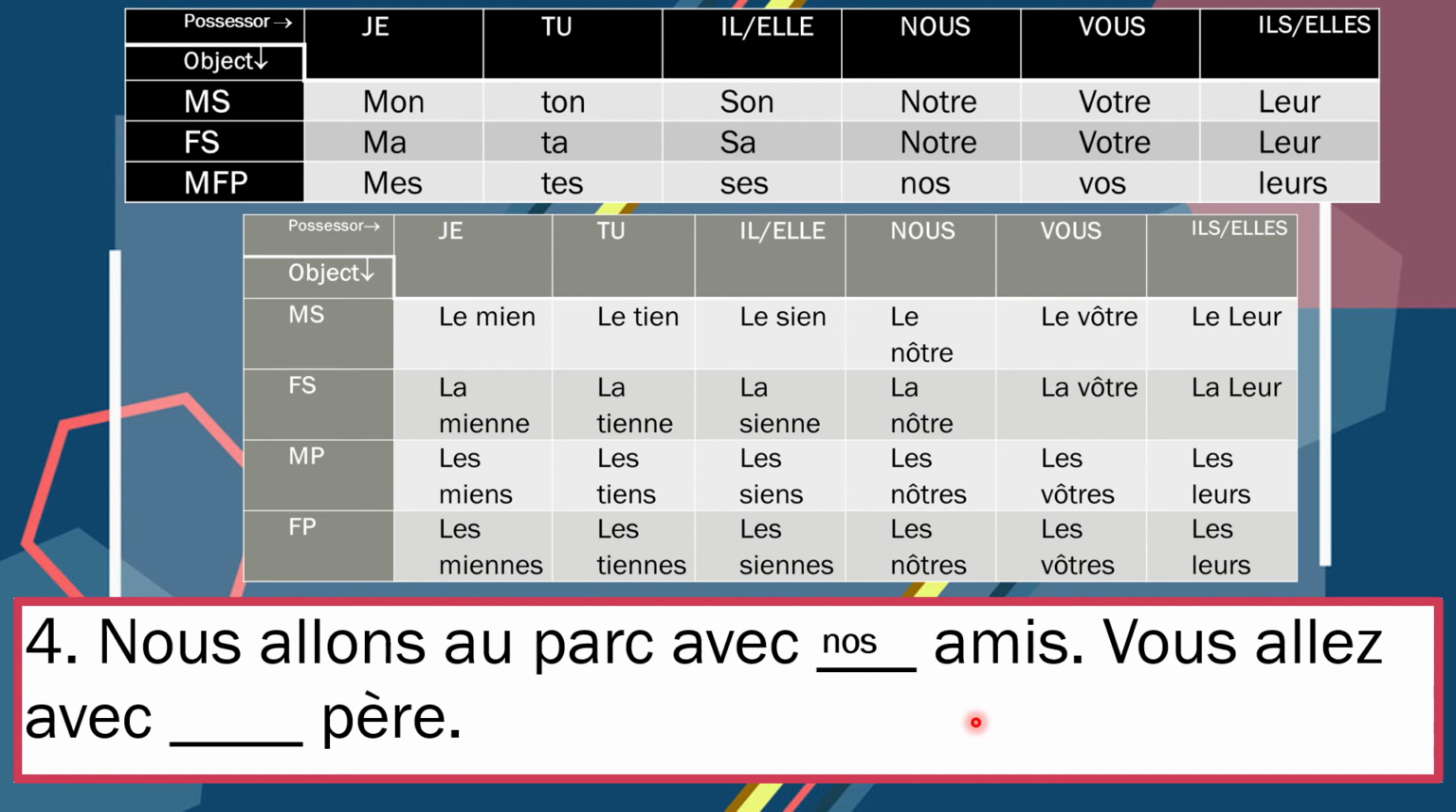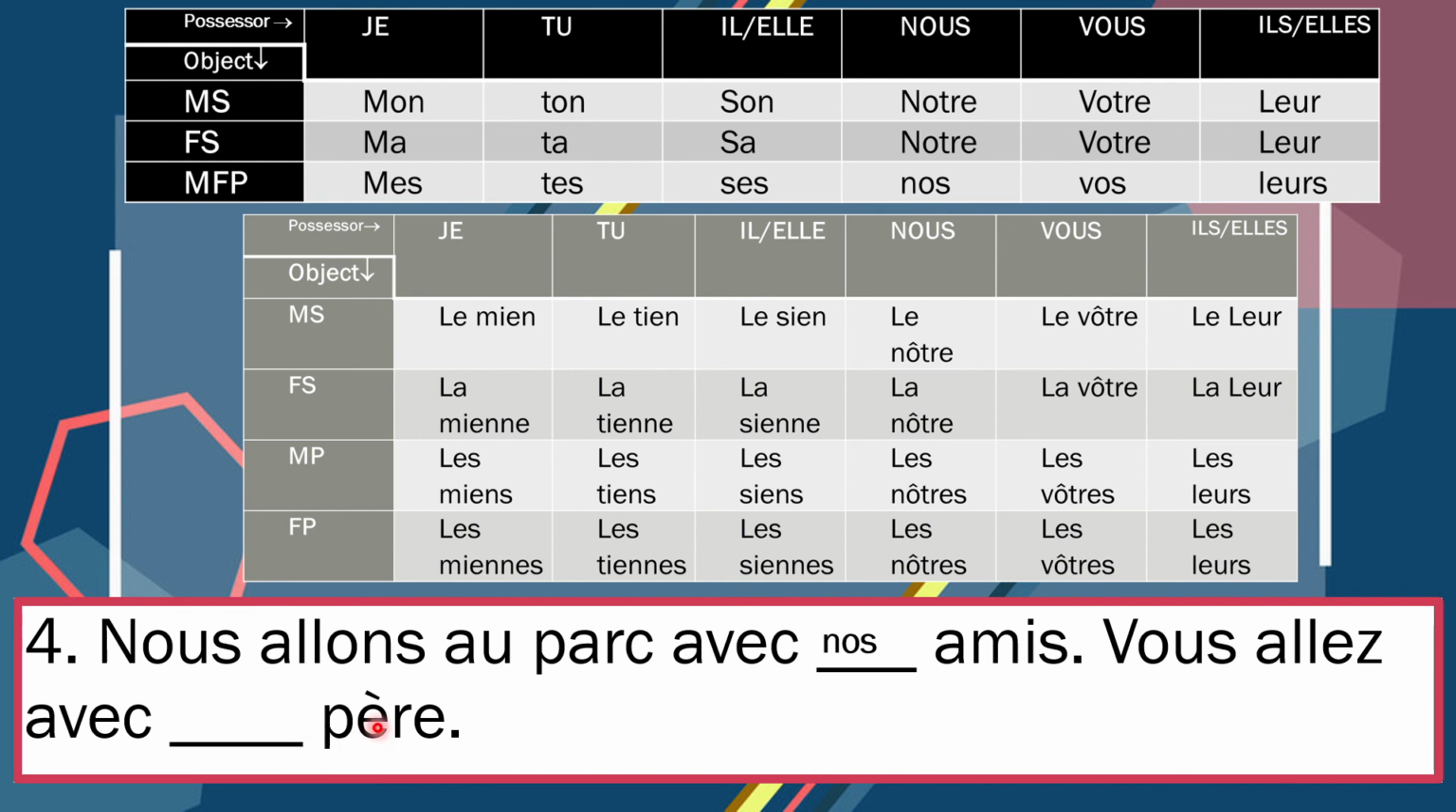Then second sentence: Vous allez avec dash père. Now here in the second sentence also you have a noun coming after the blank, therefore you have to use a possessive adjective again, because there is a noun after the blank. Don't be under the impression that because the first blank is a possessive adjective, the second blank will automatically be a pronoun. It is not always that way. Sometimes you may get two adjectives. So this is a noun, so you have to use an adjective again.